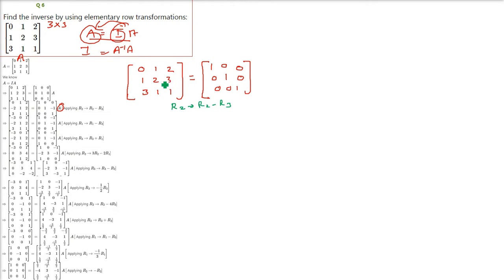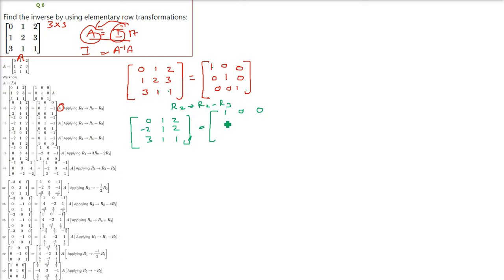So row 2 we are changing to row 2 minus row 3. Why are we doing this? Just because we want the diagonal values as 1, other values as 0. So row 2 minus row 3, see 1 minus 0, the first row and the third row will remain like that. So let me write the first and third row, it won't change. So row 2 minus row 3. So 1, 1 minus 3 is minus 2, 2 minus 1 is 1, 3 minus 1 is 2. And the third row will remain like that.